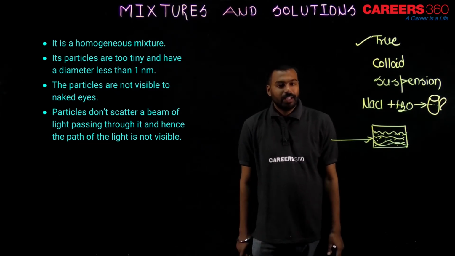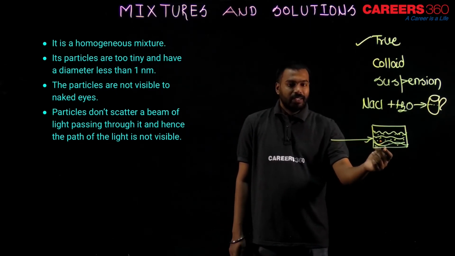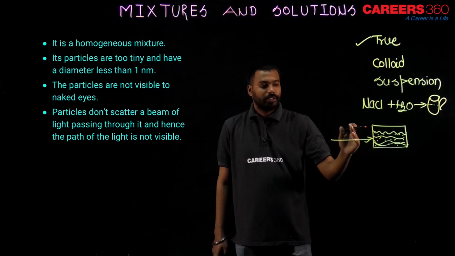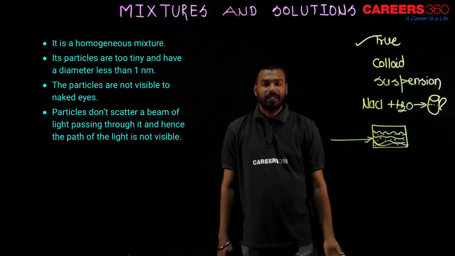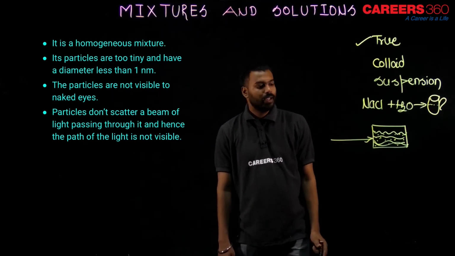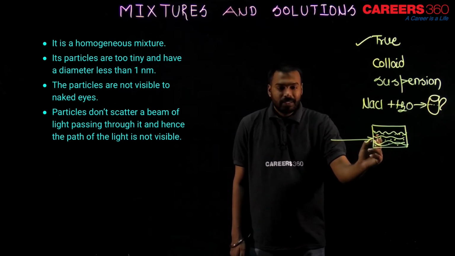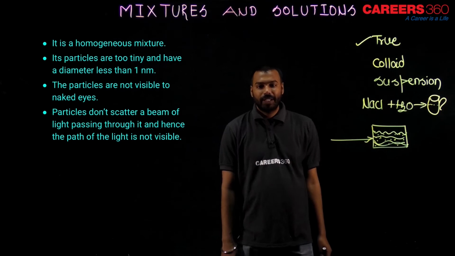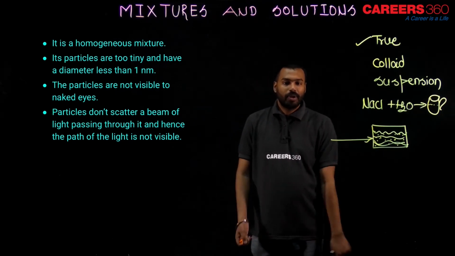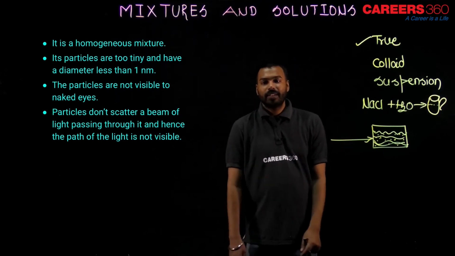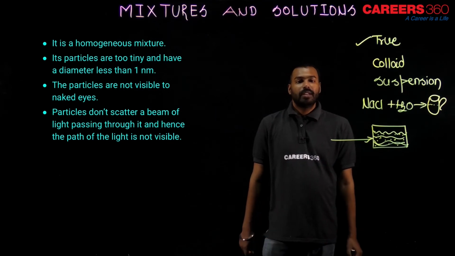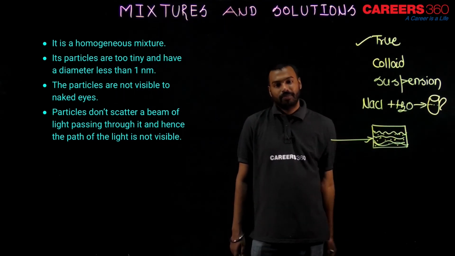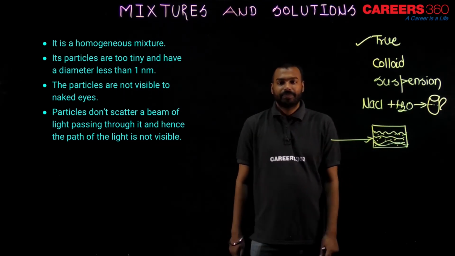Scattering of light means if a light comes here and then it breaks into 7 different colors, that is called scattering of light, okay. So with these particles scattering is not possible, they don't scatter a beam of light. This is what this point is trying to say, and hence the path of the light is not visible. That is why this path is invisible, because it is not scattering the light.